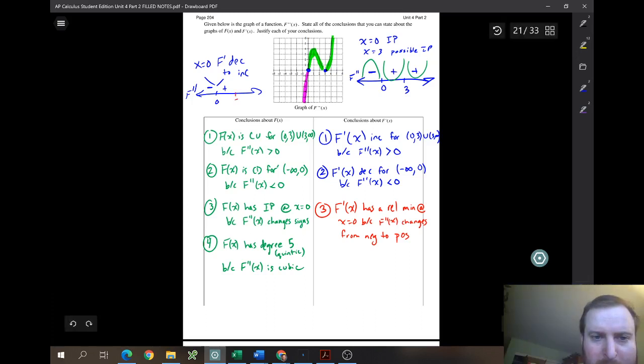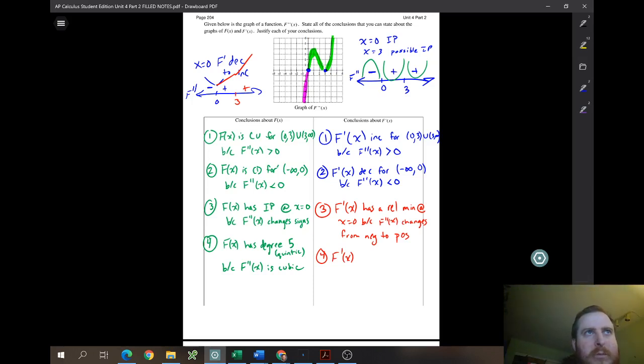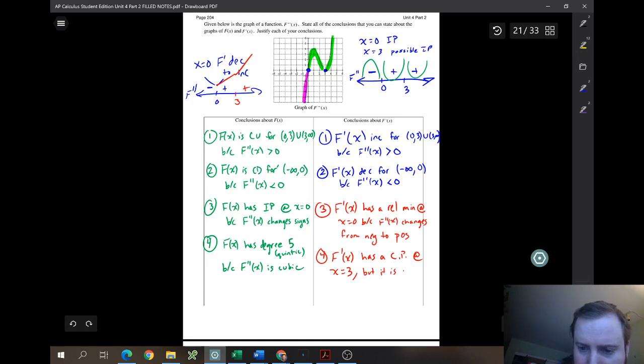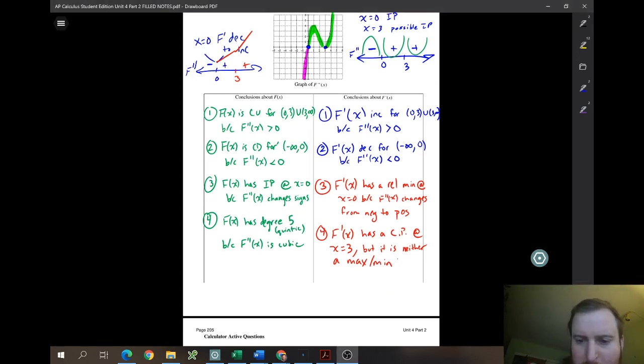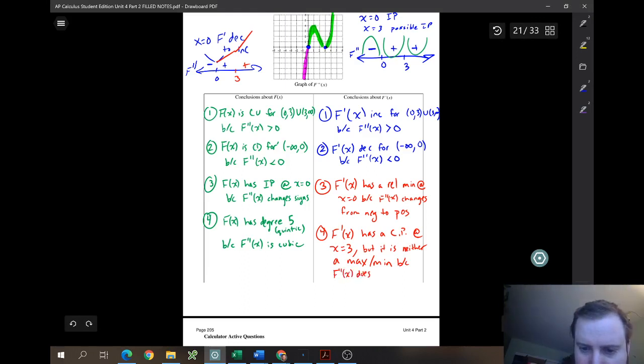So then at 3, what happened? At 3, it stayed positive, right? So at 3, it stayed positive. So what we could say is f prime of x has a critical point at x equals 3, but it is neither a max nor a minimum, and that's because we don't change something. So our reasoning there could be because f double prime of x does not change signs at x equals 3.